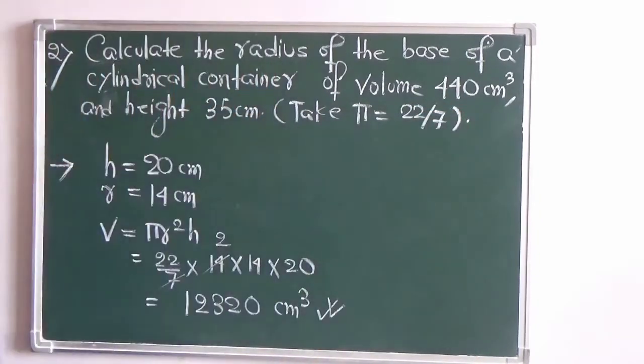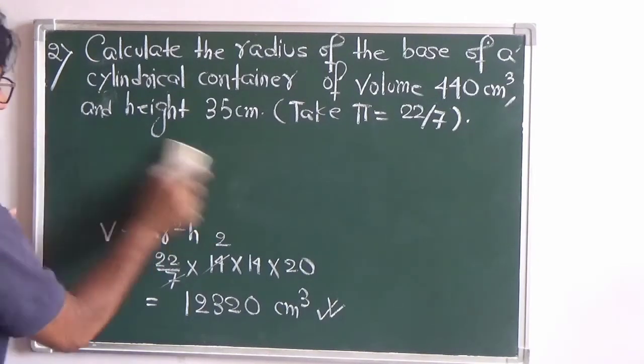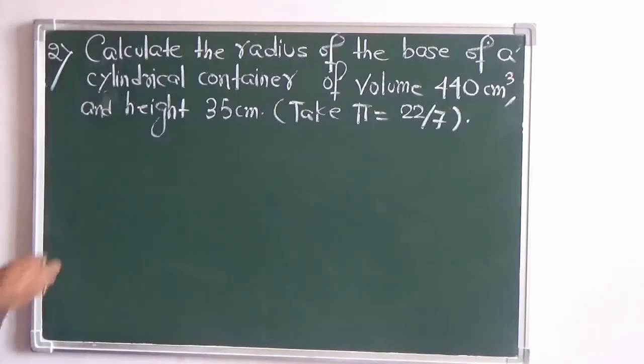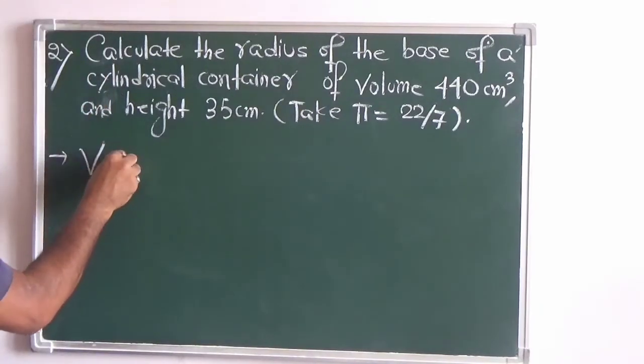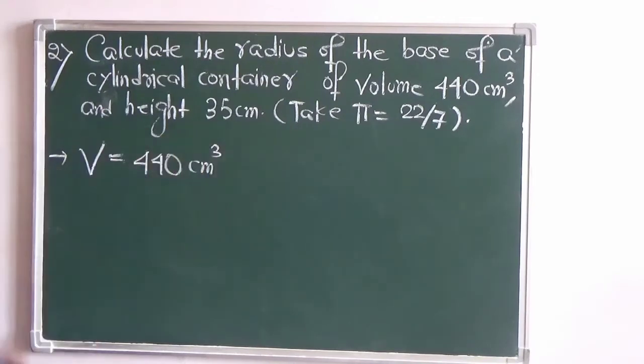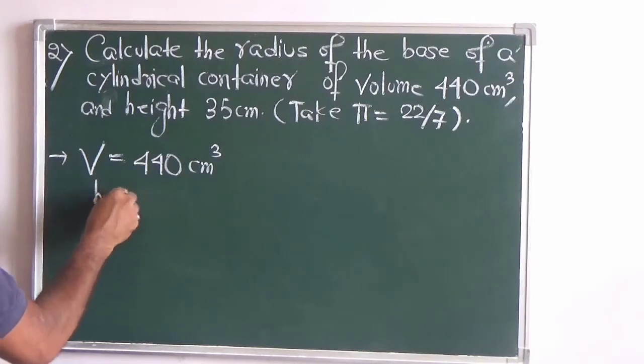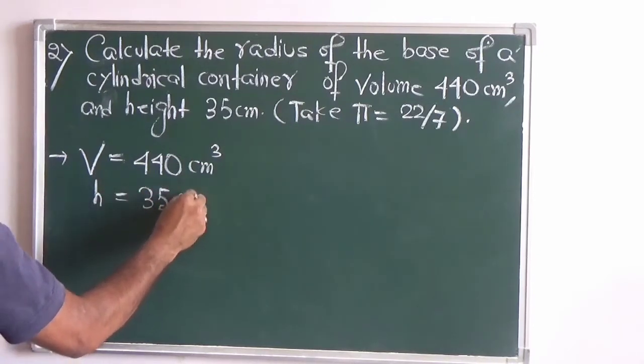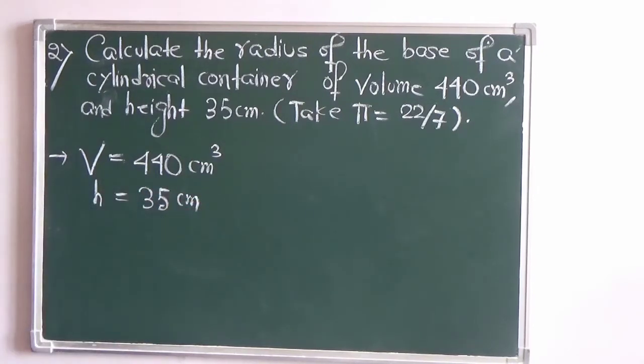So the question is calculate the radius of the base of a cylindrical container of volume 440 centimeter cube and height 35 centimeters, and take the value of pi as 22/7. So let us first note down what is given in the question. The first thing given is the volume, and that is 440 centimeter cube. The next thing given is the height h, that is 35 centimeters.